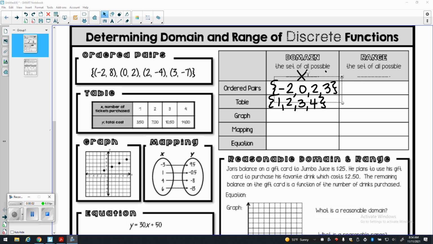My graph. Yes, everybody see my graph? Do you notice, are any of the points connected on there? No, so that's a discrete graph. Now, is that a function?